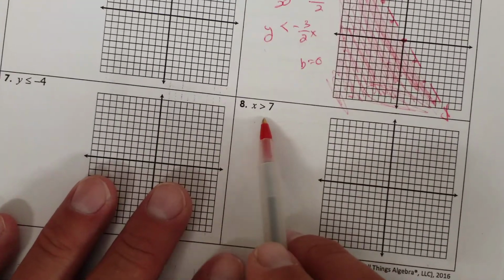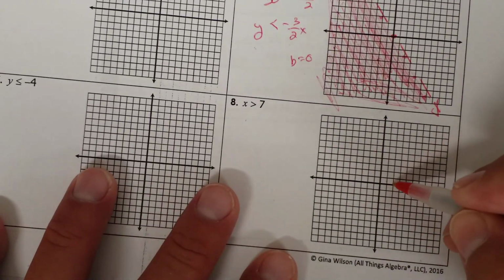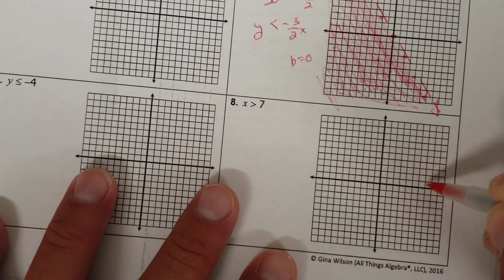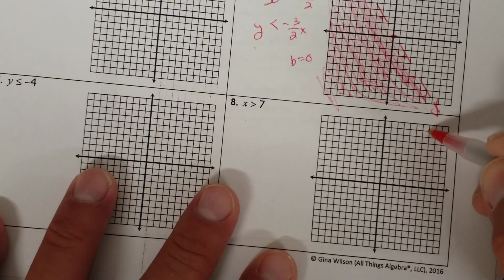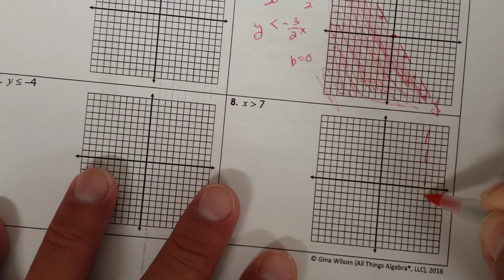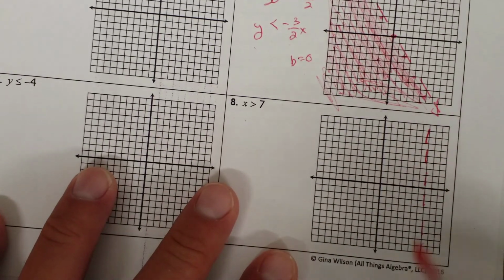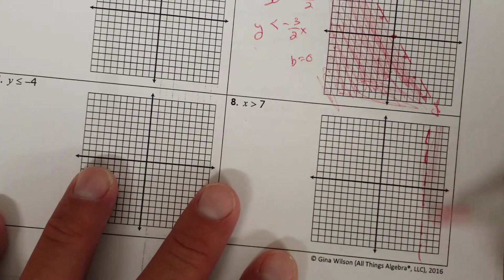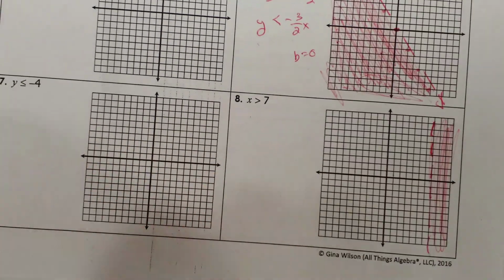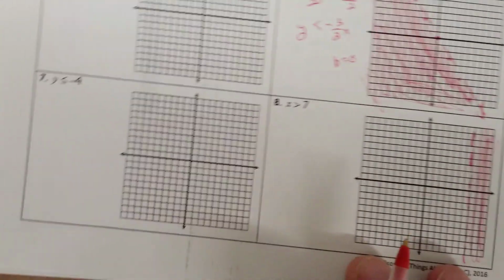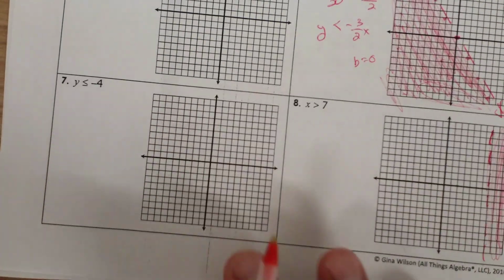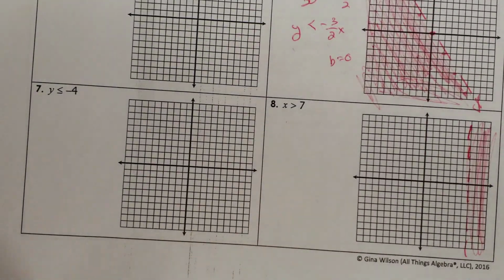Here's one. X is greater than 7. Crosses the x-axis at 7. This one is a vertical line. Greater than 7 is over here on this side. So if you remember how to do those, remember if there was only one variable like 7 and 8, it's either going to be a vertical or horizontal. Okay, that is it.